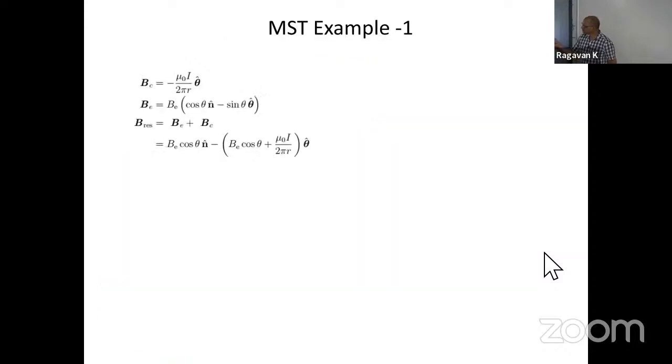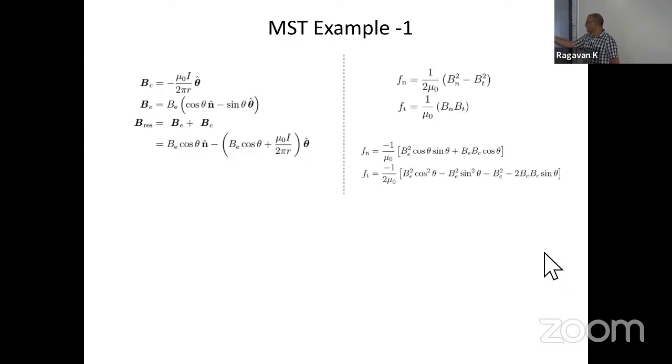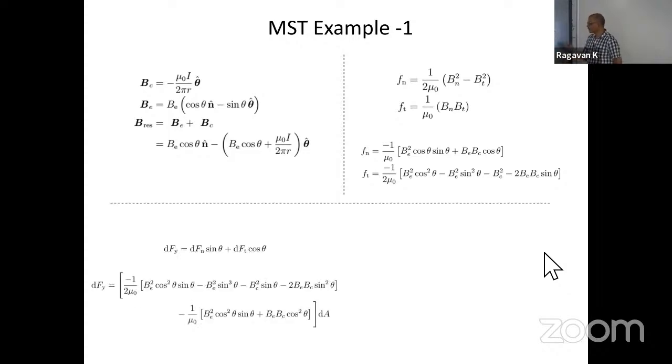So the first line is the conductor field, and then the external magnetic field in cylindrical coordinates, and sum them up. You have a normal component coming only from the external field. The conductor's field in the resultant field doesn't contribute to the normal component. So you have only B cos theta in the n hat. Theta hat has both. So substitute that expression here. You have this coming up, and this will be B sin theta, right? Which one? The second term.